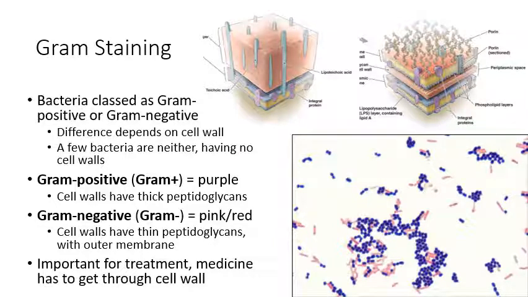So the Gram stain lets you differentiate bacteria based on their cell wall. Some bacteria will stain purple with the Gram stain, and we call that Gram positive or Gram plus. Some bacteria will stain pink or red, and we call that Gram minus or Gram negative bacteria. The main difference between Gram positive and Gram negative bacteria is the cell wall that they have. So we'll go into more information on the cell walls in the next chapter, in chapter 2.